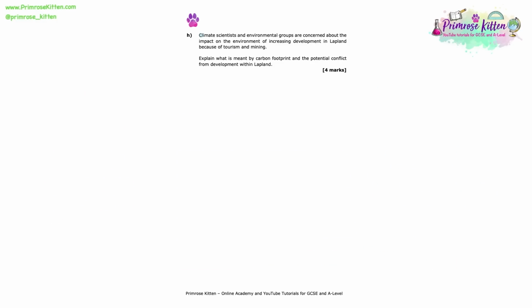Part H. Climate scientists and environmental groups are concerned about the impact on the environment of increasing development in Lapland because of tourism and mining. Explain what is meant by carbon footprint and the potential conflict from development within Lapland for 4 marks. Your response to this question will need to start by defining what is meant by carbon footprint. This will gain you 1 mark.